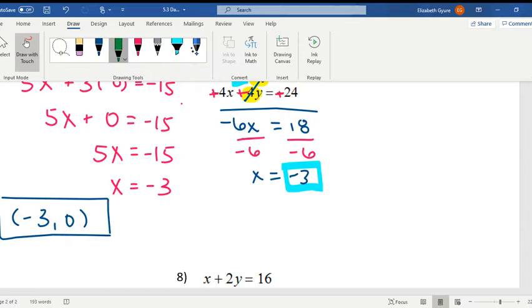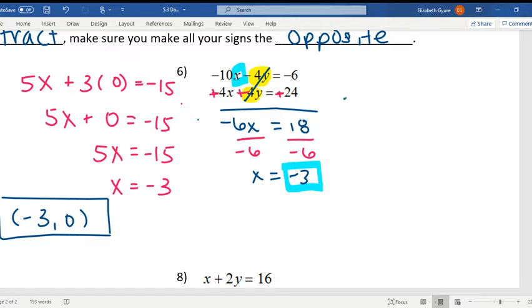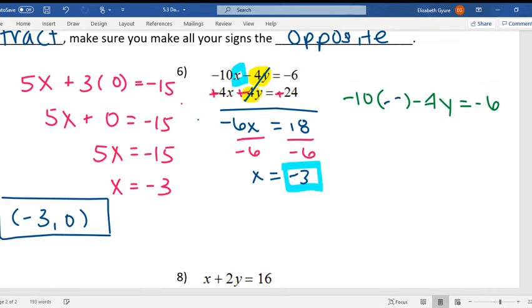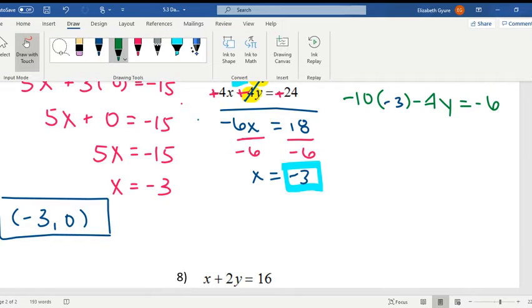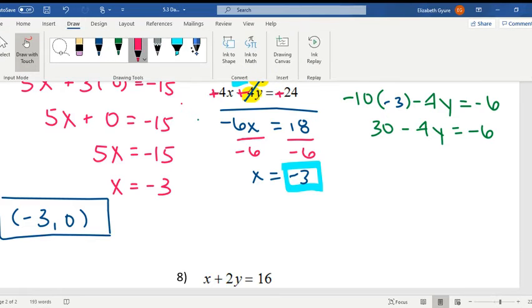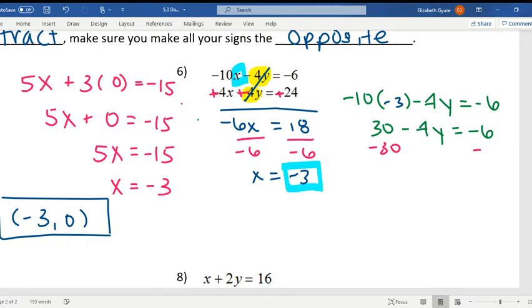So what we're going to do here is do our fill in the blank. -10 parentheses minus 4y equals -6. And we're plugging in our -3 there. So let's plug that in and then simplify. We need to distribute first. So -10 times -3 will give you 30 minus 4y equals -6. Then you need to move this 30 over because there's no y on it. It's a +30. So remember, when you move it over, it's going to become a -30.